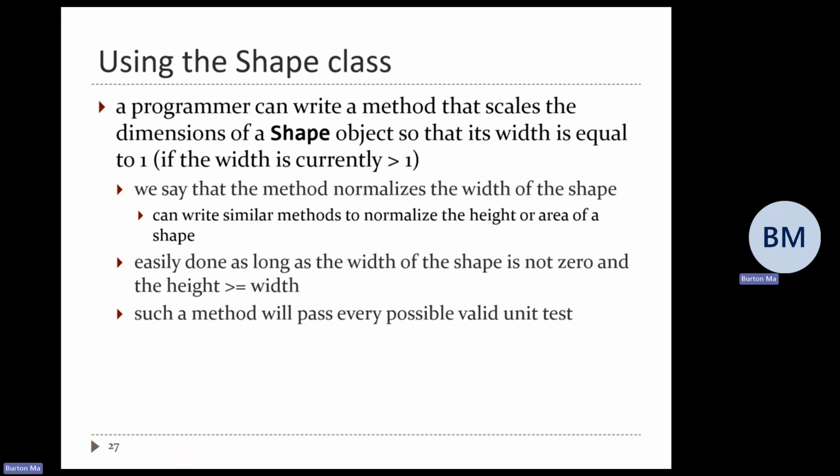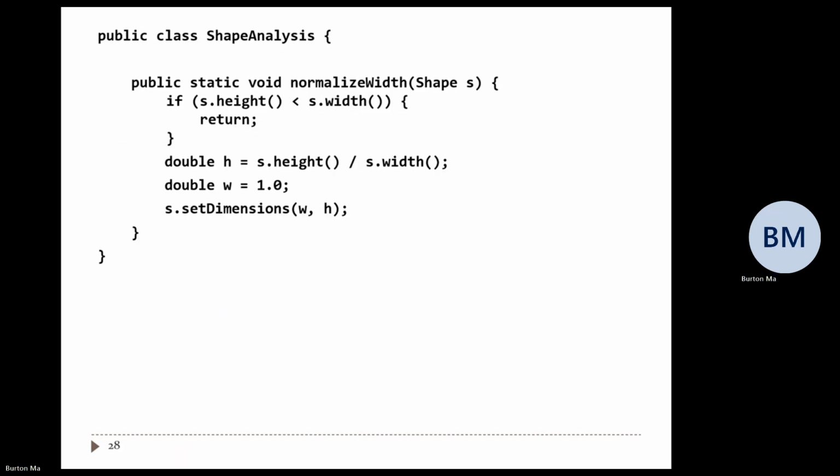So the width can't be 0, and the height has to be greater than the width in this particular case, because we're going to divide the height by the width. If the height's less than the width, then the height becomes less than 1, and that doesn't satisfy the invariant of our class. So we have to be a little bit careful about that. If you're careful about this, then you can write this method and it will be provably correct. It's pretty easy to write. So if the height is less than the width, then we're not going to bother scaling the shape in this case.